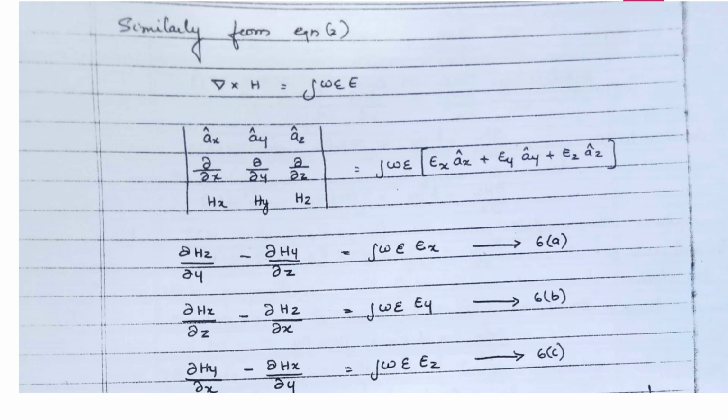Similarly, you are doing it for the next Maxwell's equation, curl H is equal to j omega epsilon E. As sigma is 0, that sigma E part is cancelled. Again, you are equating x, y and z components. You are getting the next set of equations.